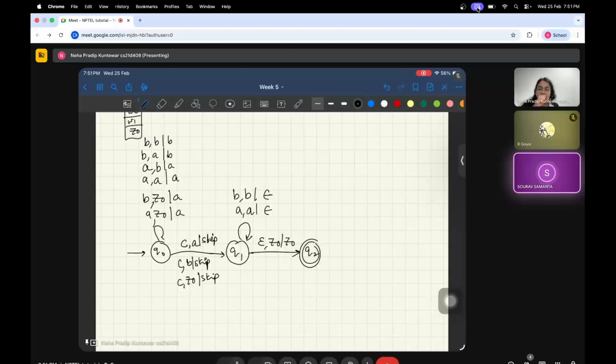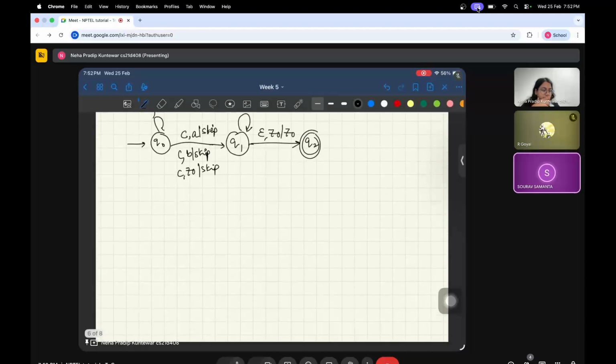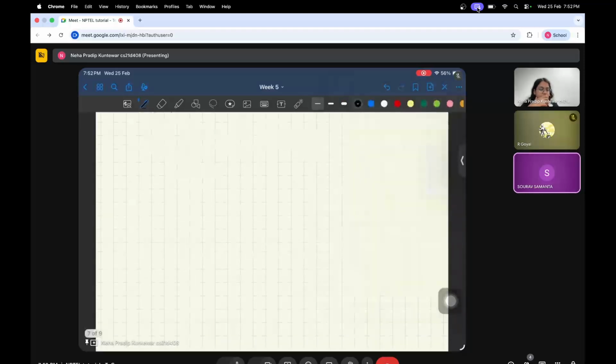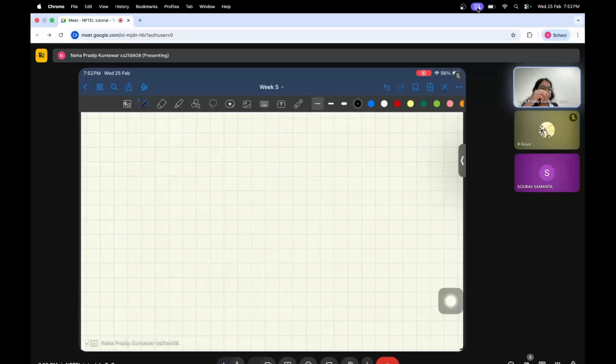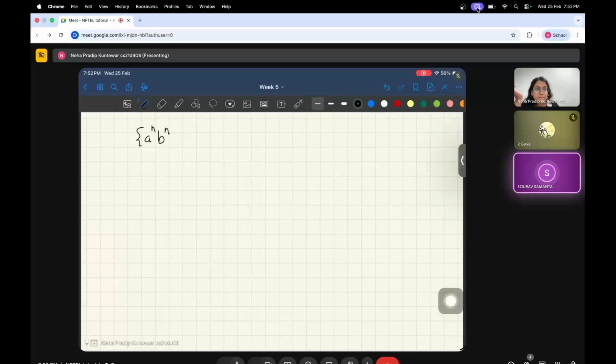I have another question. Construct a PDA accepting a to the power n, b to the power m, a to the power n, such that m, n greater than or equal to 1, by null state. By null state, as in a to the n, b to the power m, a to the power n again, and m, n greater than or equal to 1, by null state.